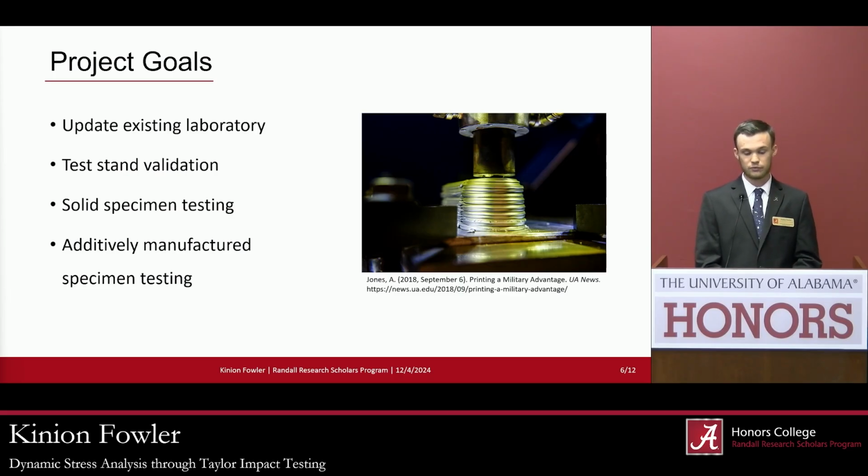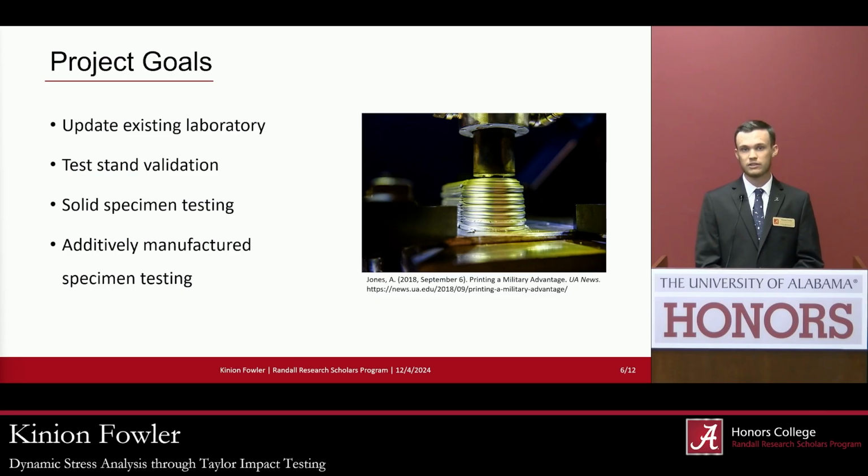So our current project has four main goals. That's to update our existing laboratory. Once we've done that, we're validating our test setup by firing projectiles without impacting them. That's just to test that our test stand works and that we're measuring velocity data correctly. Then we're going to test with solid samples, perform Taylor impact tests. We're going to be using copper, aluminum, and steel samples to start with, and that's just to be able to compare to known values for their yield strength, again, to make sure we're getting accurate data.